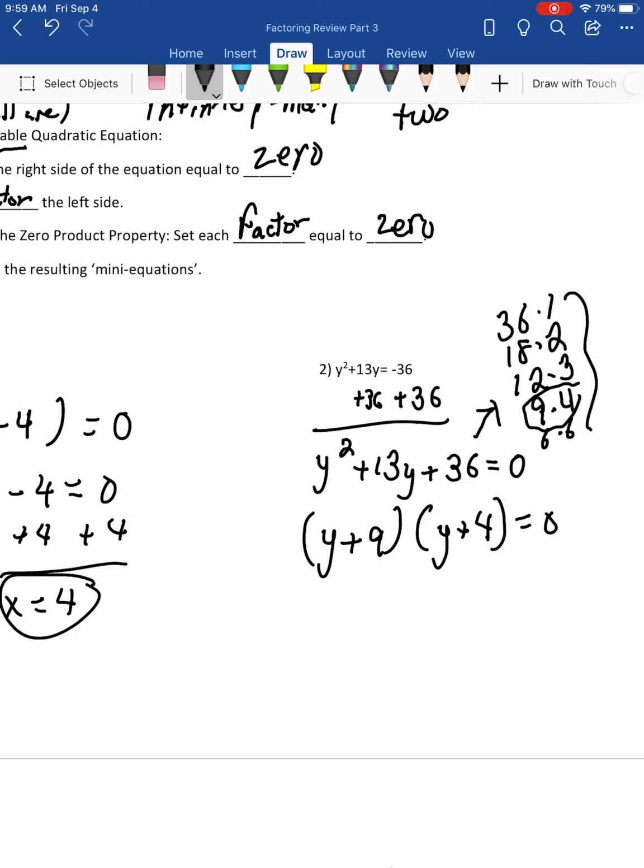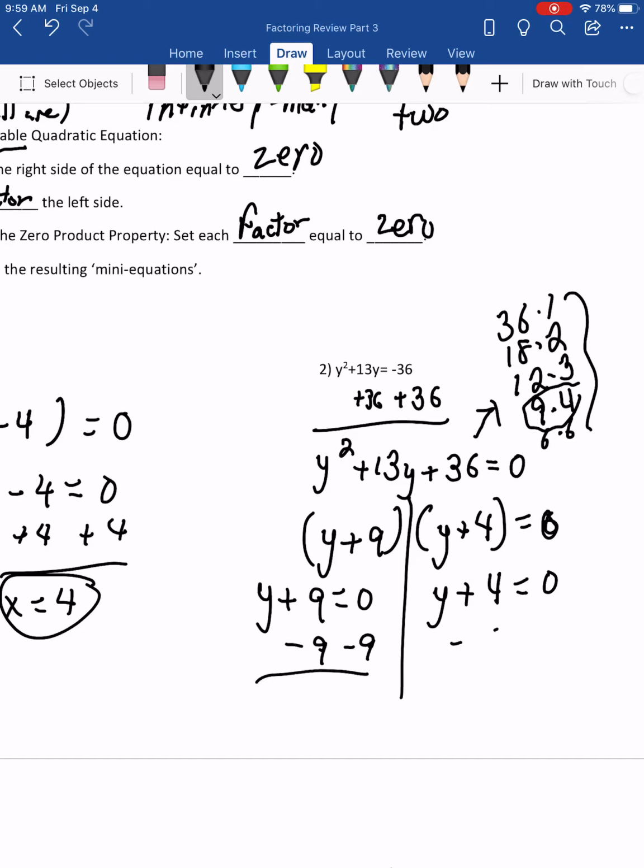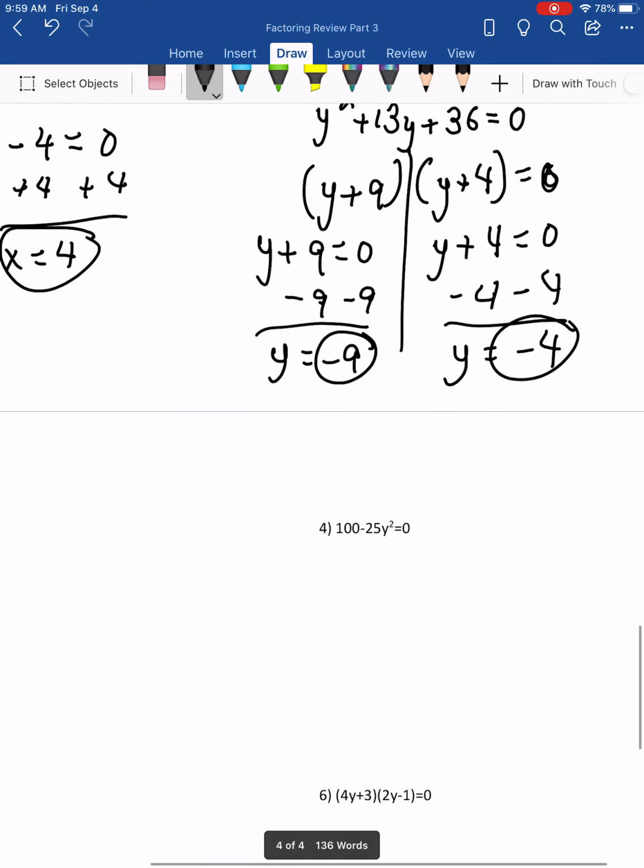equals 0. Now we'll use our zero product property. We'll separate the factors, set them equal to 0. Okay, and solve these little equations. So y is equal to -9, and y is equal to -4. Okay.